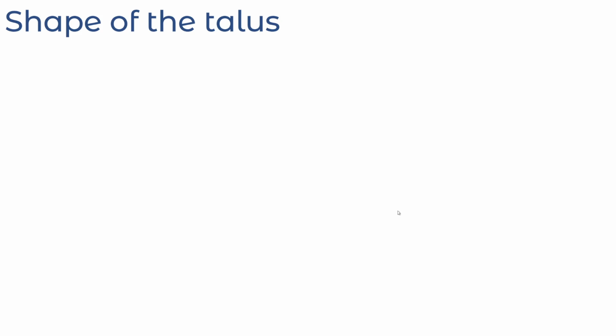Now, the shape of the talus. So let's turn our pointer back on. Now, with the shape of the talus, it's got to match the tibia, hasn't it? So we've got a wider anterior, we've got a slightly wider lateral, a slightly narrower medial, and then a narrower posterior.